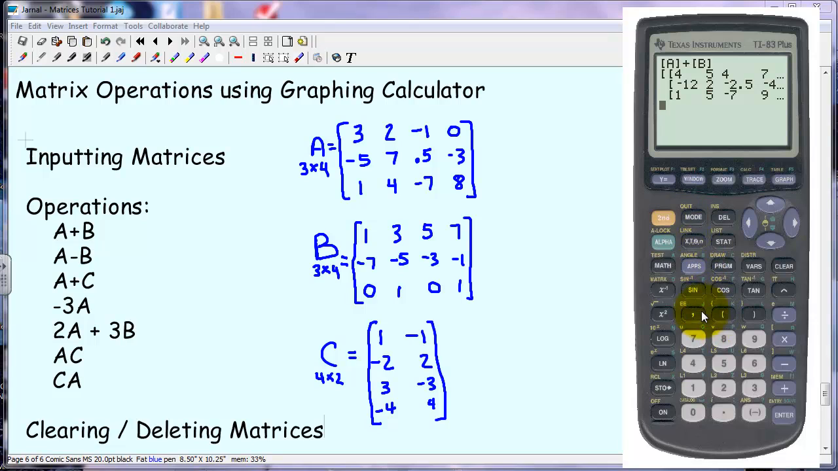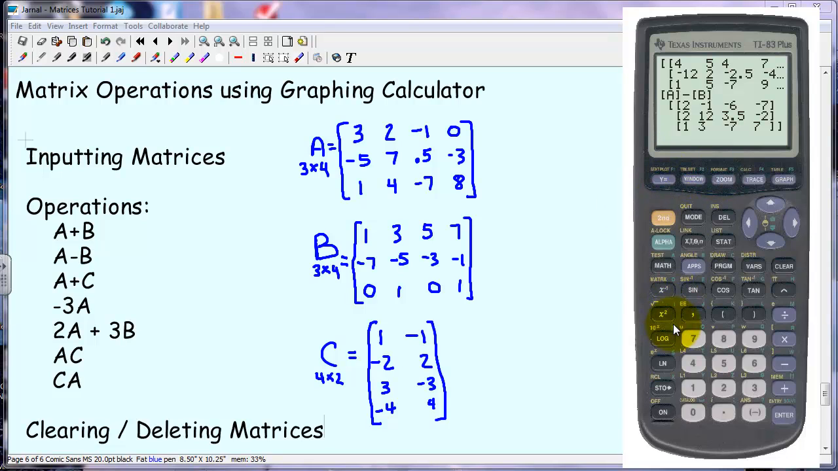Let's do A minus B. So we could type this back in, or I can use my second enter key to bring up the last operation, and then I'm going to edit that line by making that a minus, and now I can press enter. So now we've subtracted the two matrices, taking every element in matrix A minus matrix B all the way through, and the calculator is doing that for you really quickly.